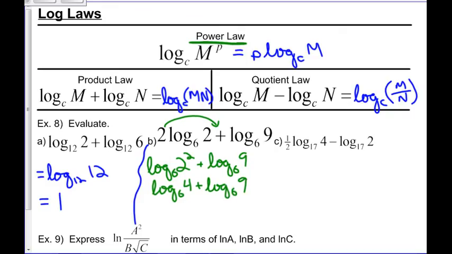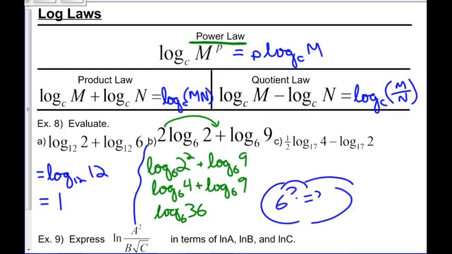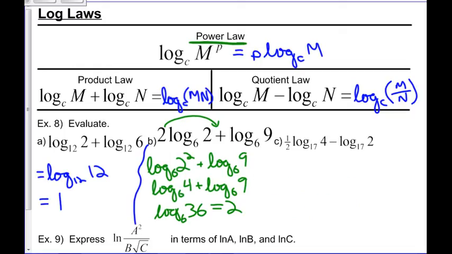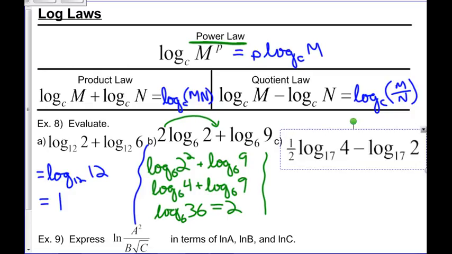Now I'm ready to use that product law. I can put them together in a single log. I'll just have the log of 4 times 9, which is 36. So log base 6 of 36. And that's asking this question: 6 to the power of what gives me 36? Oh, 2. So that whole expression we started with just means the number 2. Let's do one more.